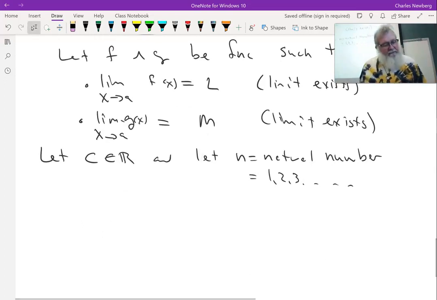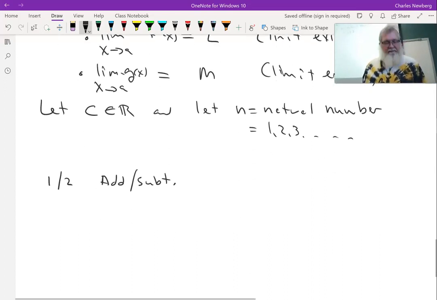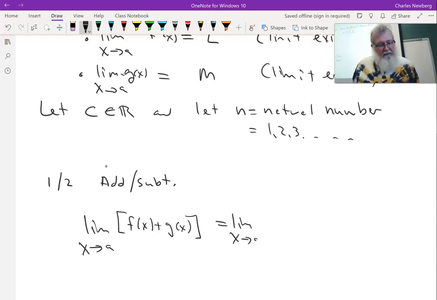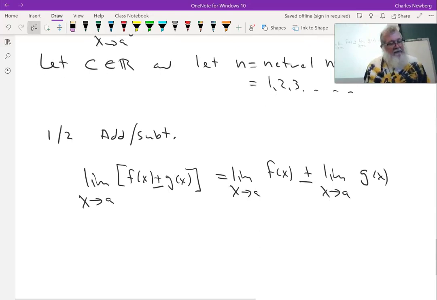All right, so our first two laws, property one and two, are the addition and subtraction properties. It says this: the limit as x approaches a of f of x plus g of x. The limit of a sum turns out is the sum of the limits. So that's nice. And if it works for addition, it also works for subtraction. So f might be like a trig function like sine, and g might be like a linear function. And it turns out we can do both limits individually and then what? Add them together. No surprises there. So that's properties one and two.